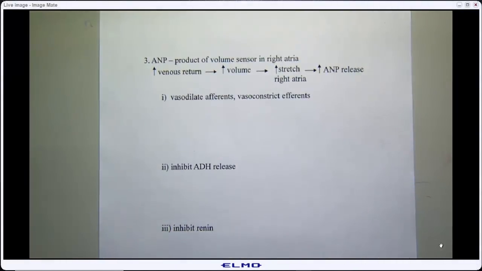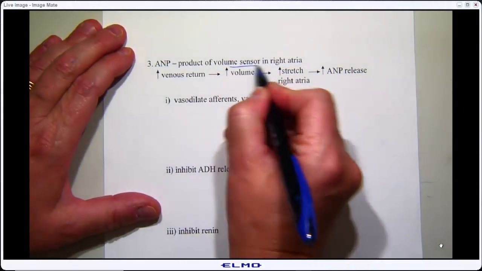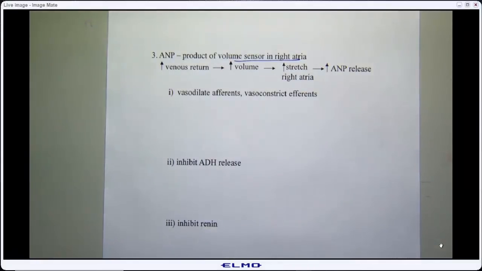More hormones. This one is a little more straightforward in its activity: atrial natriuretic peptide. This one has come up a couple of times. It's a product of a volume sensor in the right atria. We have cells sitting in the right atria that, when they stretch, release atrial natriuretic peptide. So it's coming right from the right atria itself.